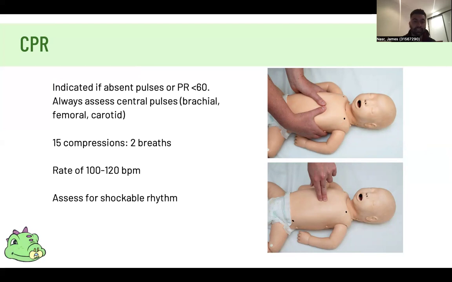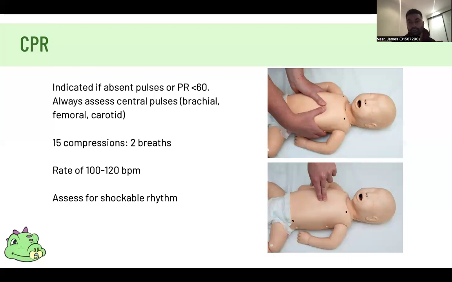Make sure you're always assessing your central pulses. It's very hard to feel peripheral pulses on babies anyway. But if they're on top of that peripherally shut down, then it's almost impossible. So go for your brachial, femoral, or carotid pulses to assess the pulse. The compressions are done at 15 to 2 as opposed to 30 to 2 in adults. And again, the main reason behind that is that it's more likely to be a respiratory cause.